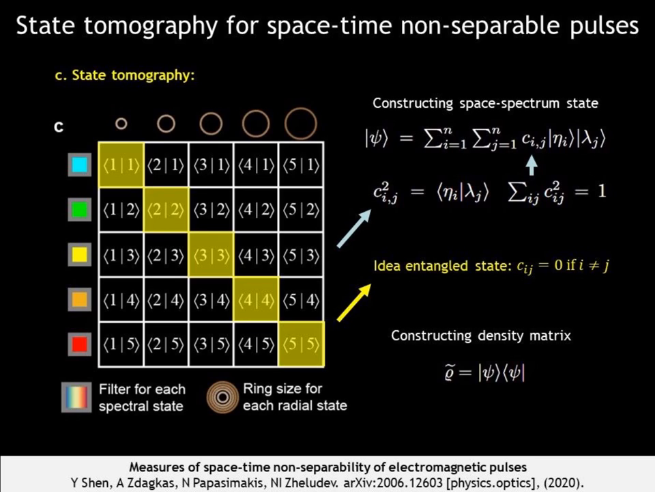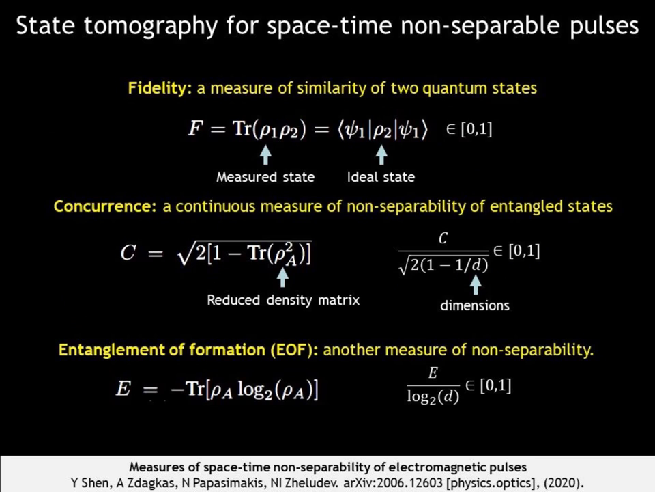The coefficients are Cij for the ideal entangled state. The Cij is non-zero only if i equals j. So that means the space-time entangled state corresponds to a diagonal tomography matrix. Since we know that the space spectrum state can construct the density matrix, we can calculate many quantum measure concepts to characterize our space-time pulse.